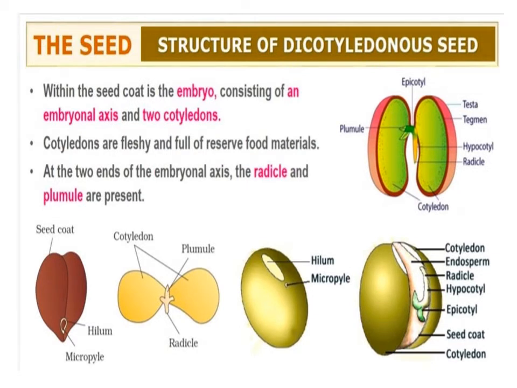Within the seed coat lies an embryo. The embryo consists of an embryonal axis and two cotyledons. The cotyledons are often fleshy and contain reserve food material. At the two ends of the embryonal axis are present the radicle and the plumule.